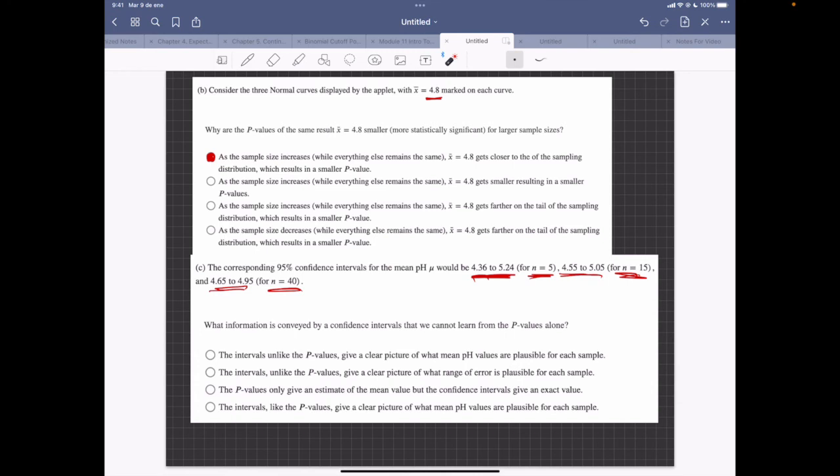No, the intervals, like the p-values, give a clear picture of what range of error is possible. I think it's the second one. The intervals, unlike the p-values, give a clear picture of what range of error is possible for each sample. All right.